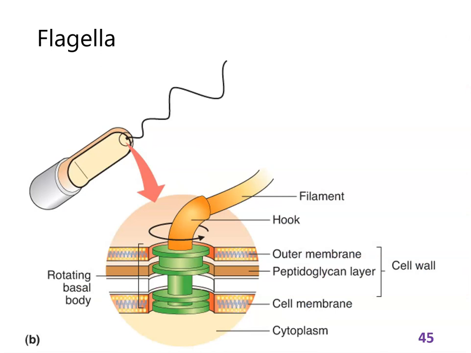Flagella are a thing that bacteria have. These are the little propellers that they use to swim. So these would be kind of stiff protein corkscrews that get spun very quickly. And the idea is they push the cell through the water.